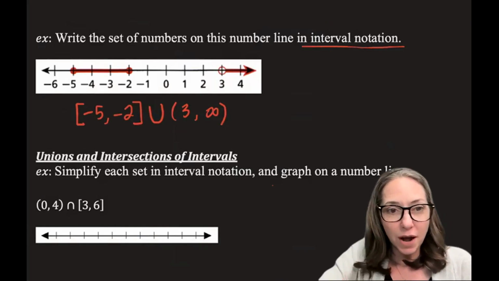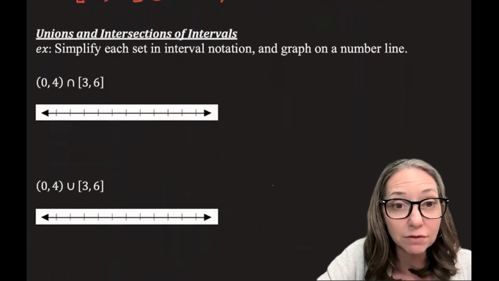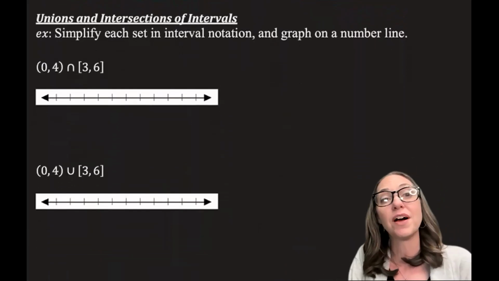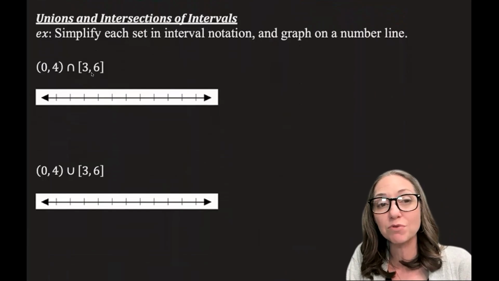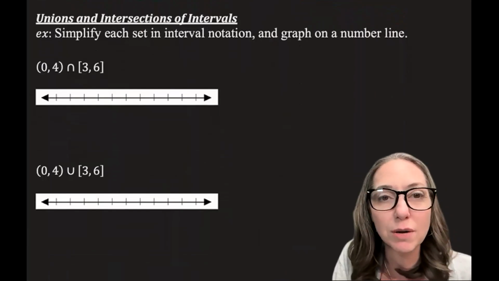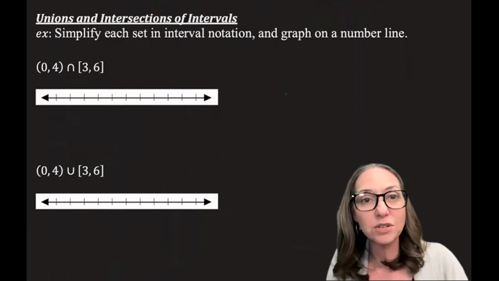Okay, and now we're going to simplify these 2 expressions that are given in interval notation and also graph them on the number line. So, for example, the numbers from 0 to 4 intersected with the numbers from 3 to 6. Now, that's a little bit tricky because intersect means the set of numbers that are in both of those sets, right? So here's one way to do it.